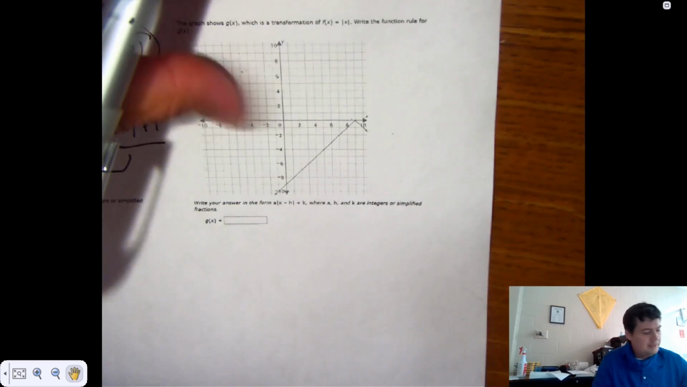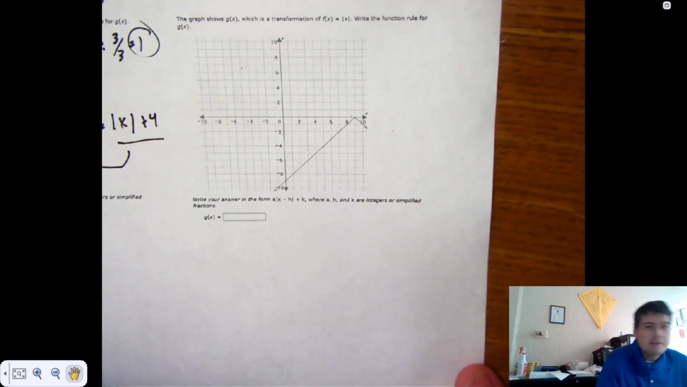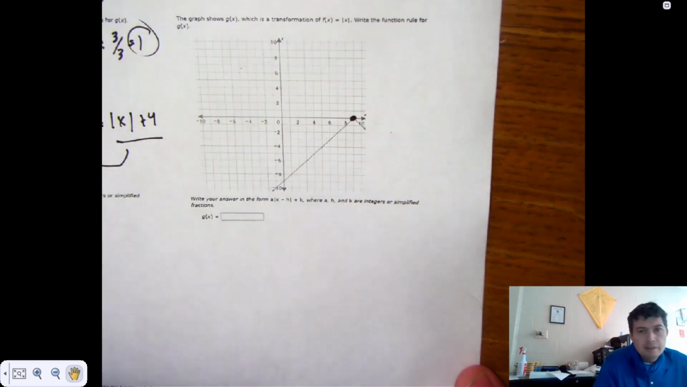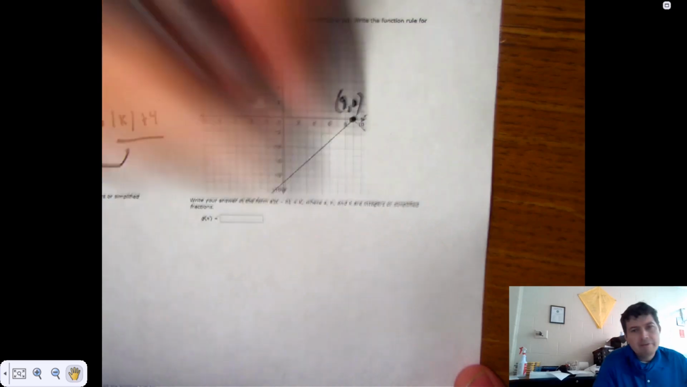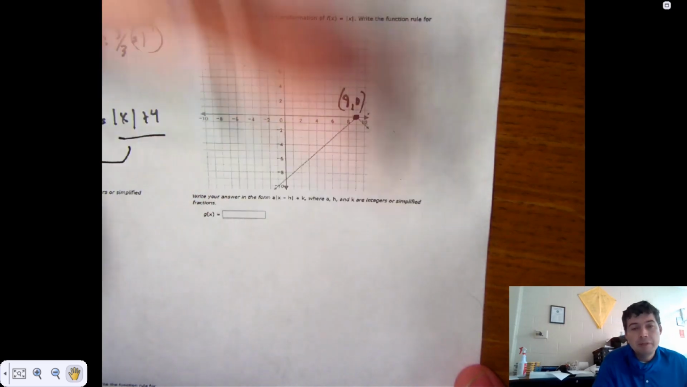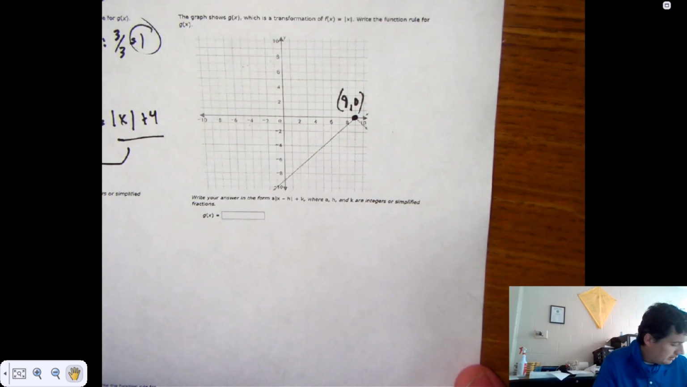Now, the next one's got like all 3 pieces. Well, no, it's missing a vertical shift. The coordinates of my vertex look like it is at 9, 0. So it doesn't have a vertical shift. It got moved to the right, it didn't get moved up or down. We're going to have to make up another problem because none of these are good enough for you, to be honest with you. But it's got some of the pieces.